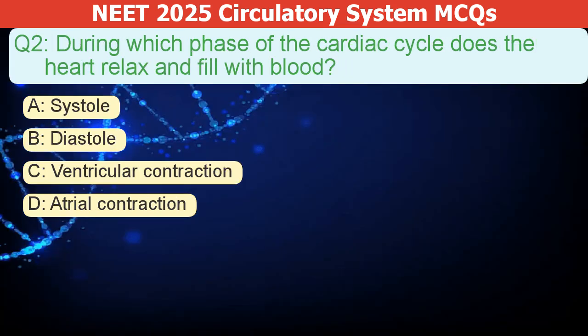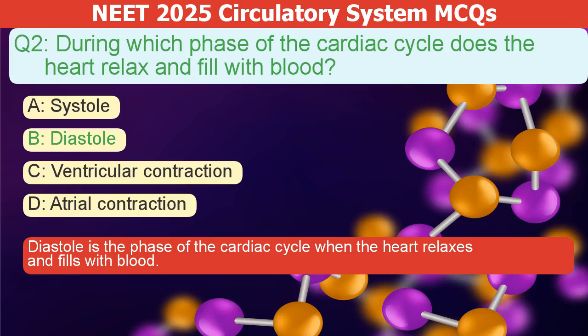During which phase of the cardiac cycle does the heart relax and fill with blood? A. Systole. B. Diastole. C. Ventricular contraction. D. Atrial contraction. The correct answer is B. Diastole is the phase of the cardiac cycle when the heart relaxes and fills with blood.